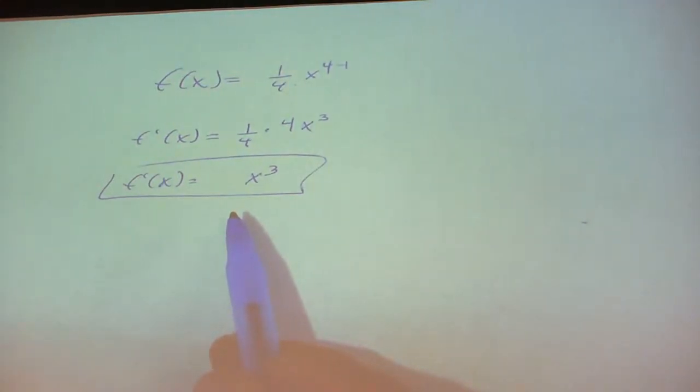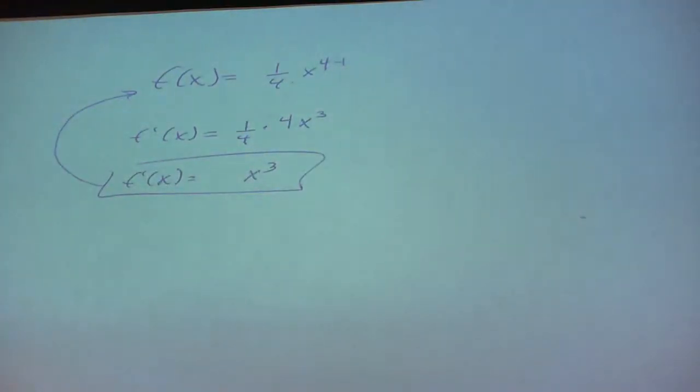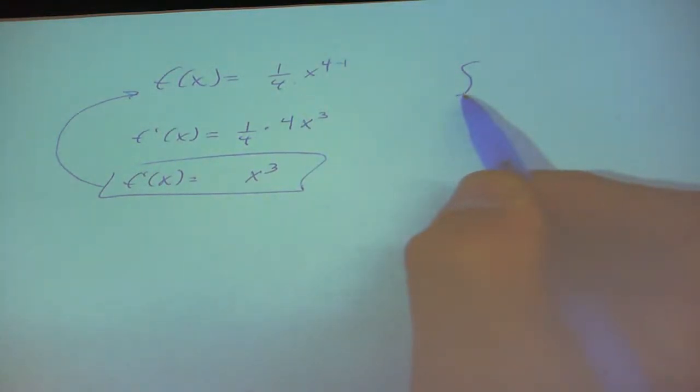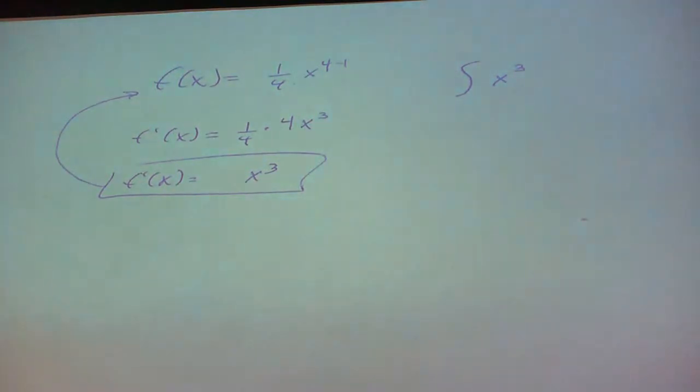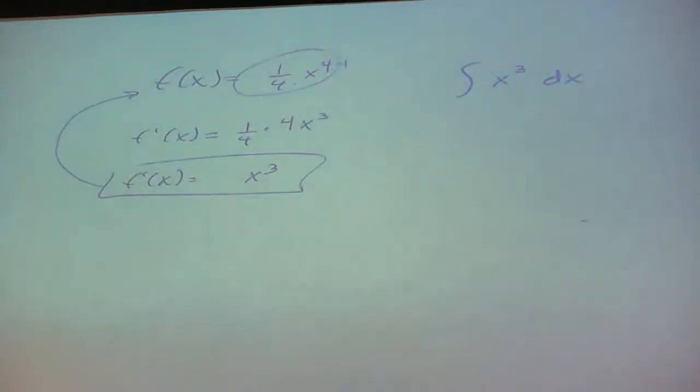Everybody got that? Now, the question is, how do I get from x to the 3rd back to the original? That's called antiderivative or integration. So I write the integral sign, which means integration, the antiderivative of x to the 3rd. And for us, we're only going to deal with the letter x, so we put dx. All those fancy symbols simply mean take the antiderivative. If I work backwards, are we agreed that I should get 1/4 x to the 4th for my answer?